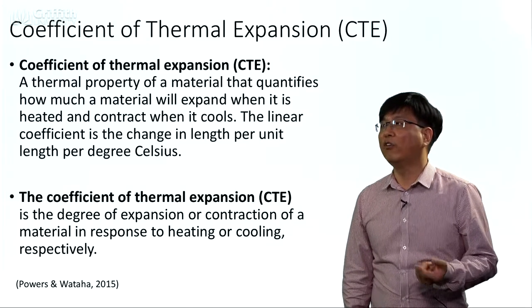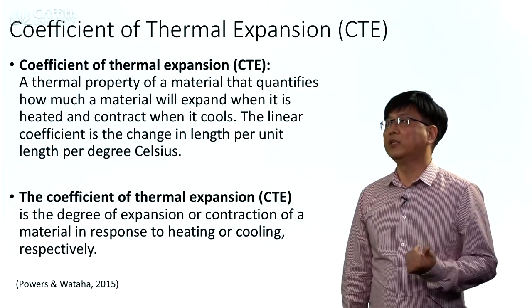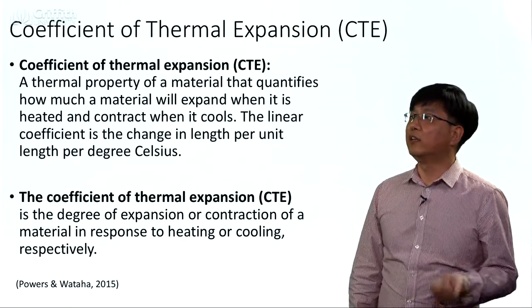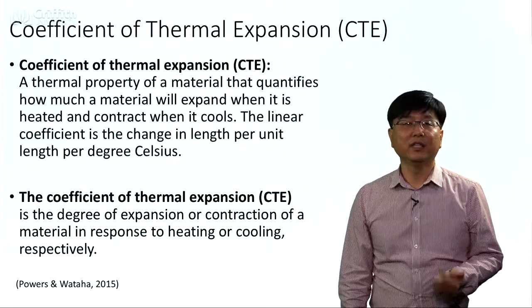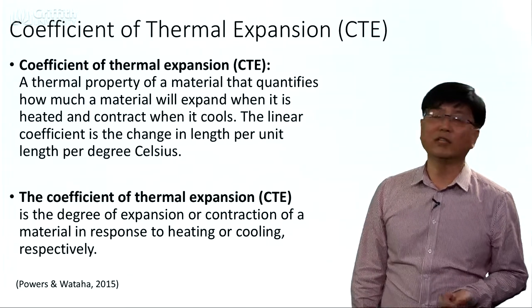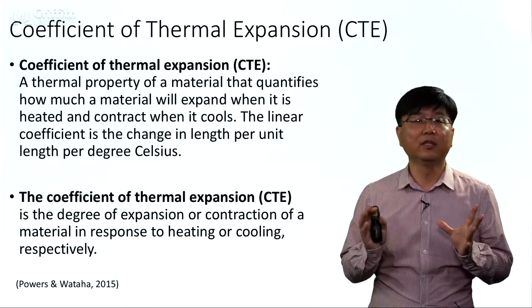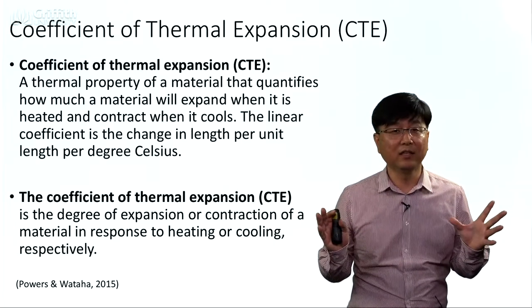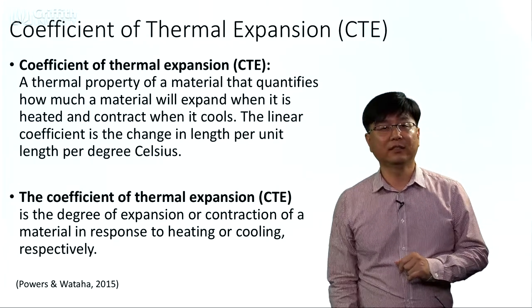The linear coefficient is the change in length per unit length per degree Celsius. Another definition is the degree of expansion or contraction of a material in response to heating or cooling, respectively. So basically, when the material is exposed to heat, it expands, but when it cools down, it contracts.